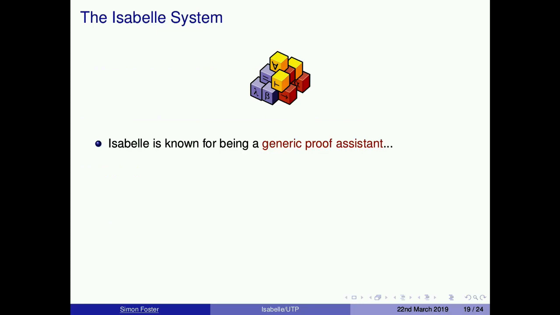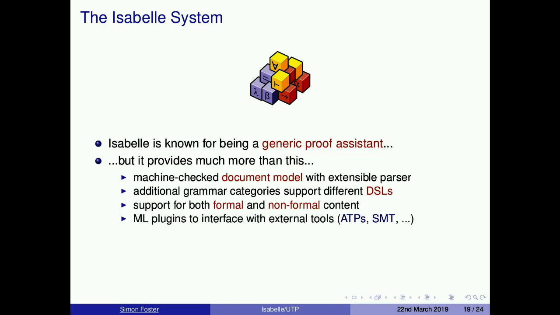But now let's look at the technology in a little bit more detail. So Isabelle, of course, we've heard a lot about, and we've heard how, though it's well known for being a generic proof assistant, it provides a lot more than simply a theorem prover. It gives us a machine-checked document model with an extensible parser. It allows us to characterize lots of different kinds of grammars using different domains for different domain-specific languages. And this is one of the things I think that makes Isabelle such a powerful platform, because we can embed within it the syntax of a variety of different notations and languages so that you can compose them together.